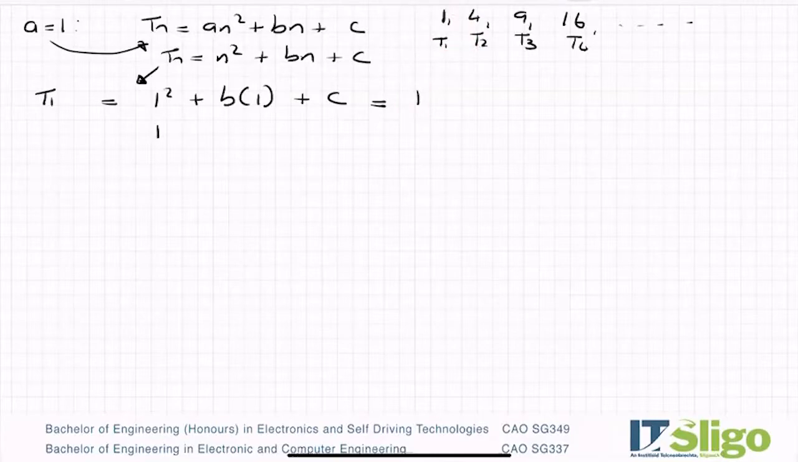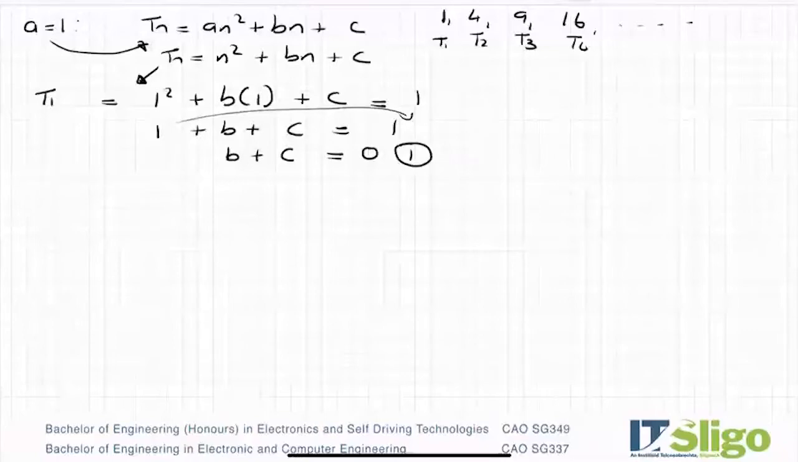So 1 squared is 1, plus b plus c is equal to 1. Bring the 1 over, and I'll get minus 1. b plus c is equal to 1 minus 1, which is 0. So that's my first equation of my quadratic sequence. And then I set up a second equation.